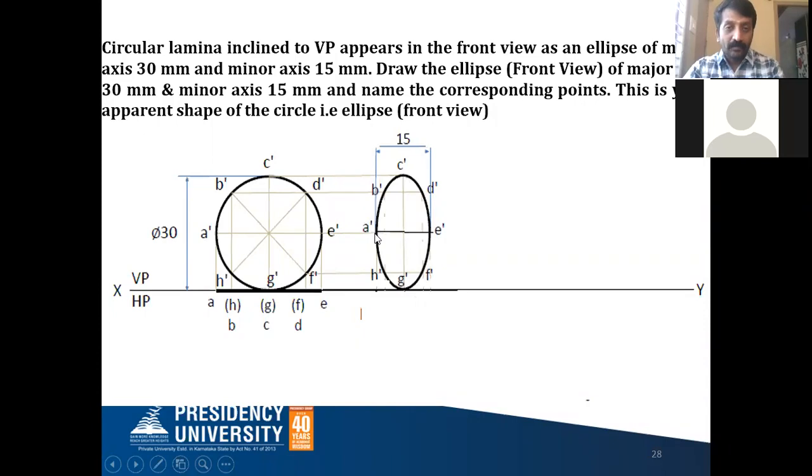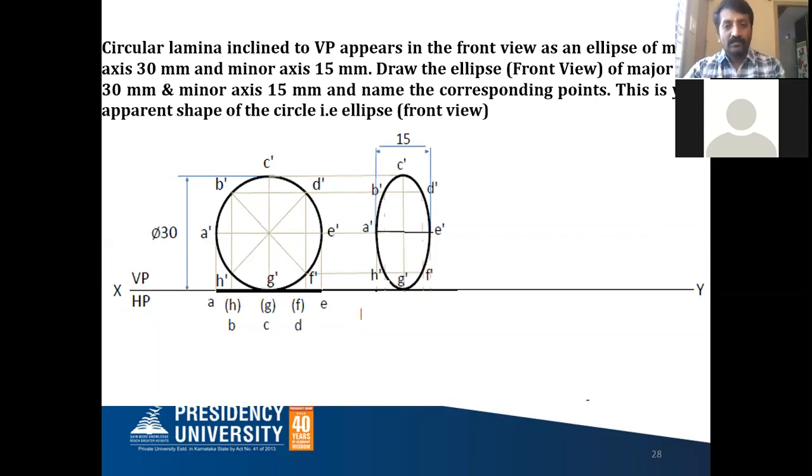One is A dash and E dash, because it's a minor axis point, and C dash and G dash exactly at the center of this A dash E dash. So you can draw one line, and wherever it coincides with the G and C projectors, you can mark C dash and G dash. This is your major axis of the ellipse. The remaining 4 points, I'll tell you how to get. So this ellipse is almost ready.